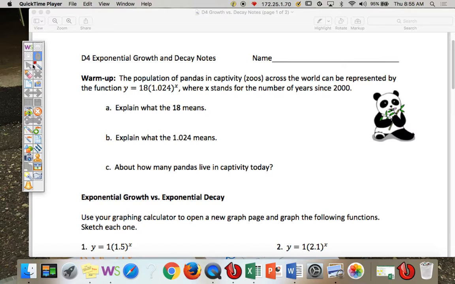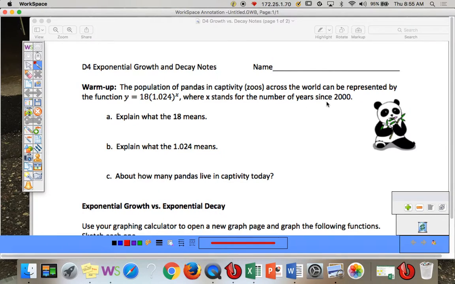So the 18 is the starting value. So in 2000, there were 18 pandas in captivity.